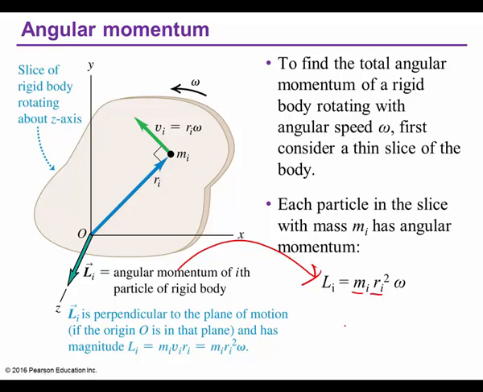Okay, and I'm on page 317, angular momentum. And so we take the mass times radius squared times the angular velocity and that gives us angular momentum.